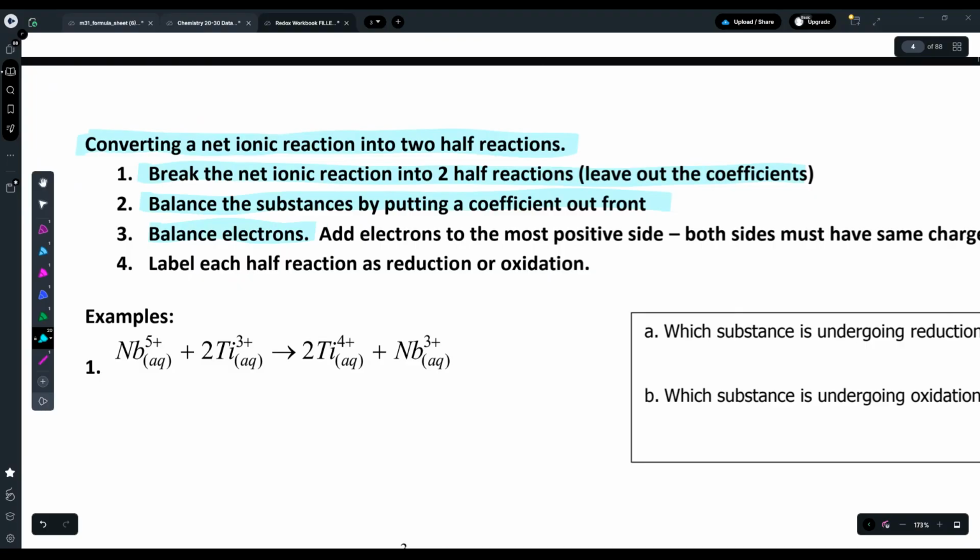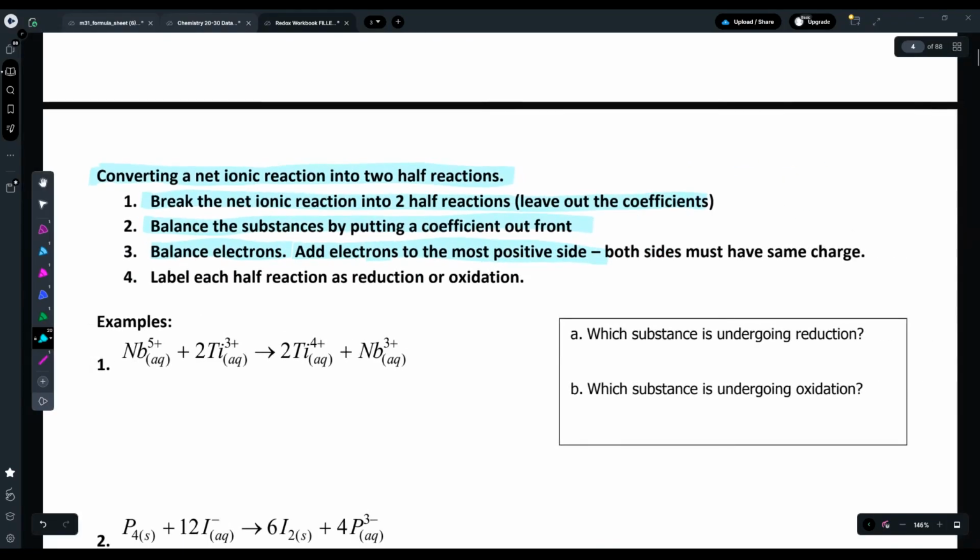How we're going to do that is we're going to add electrons to the most positive sides, and our goal is that both sides are going to have the same charge. And then last but not least, we need to label each half reaction as either reduction or oxidation. How we're going to figure that out is by looking and seeing whether our electrons are on the product side or the reactant side.